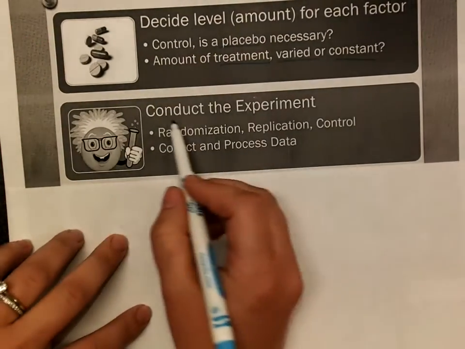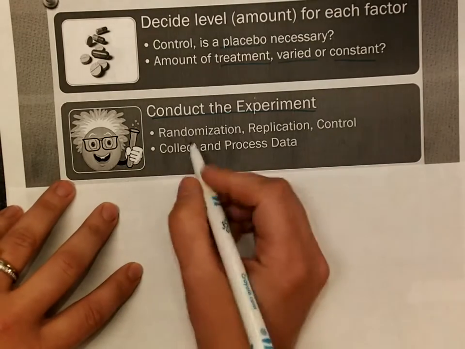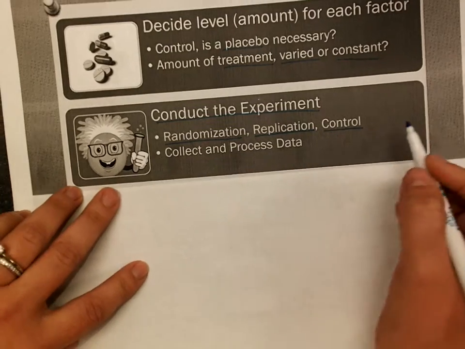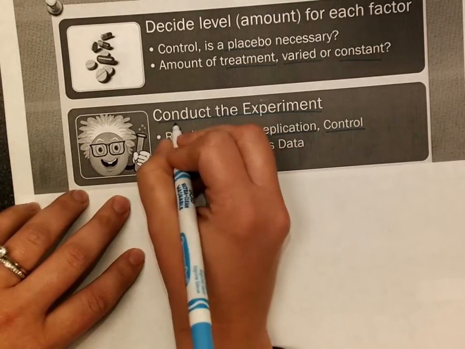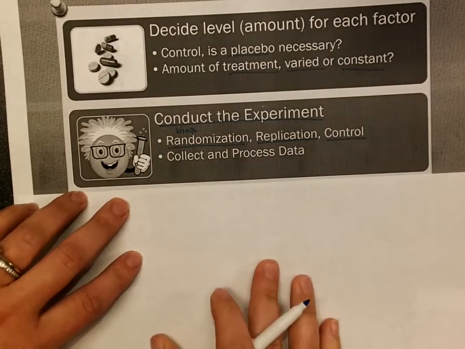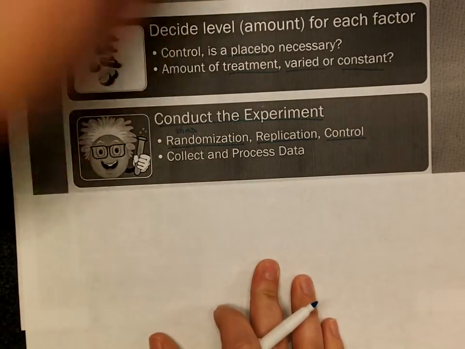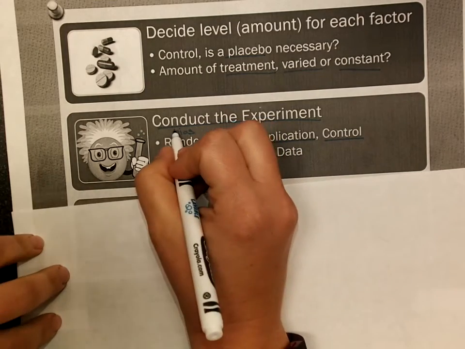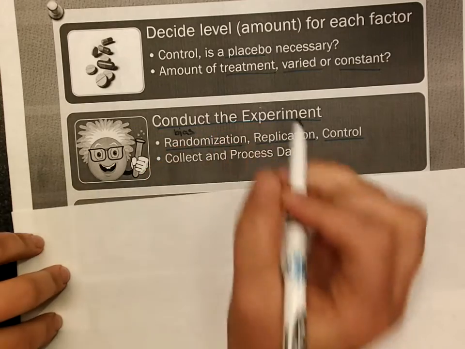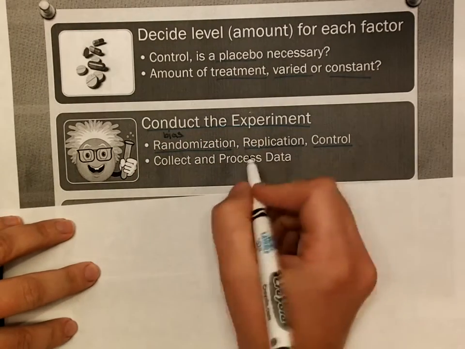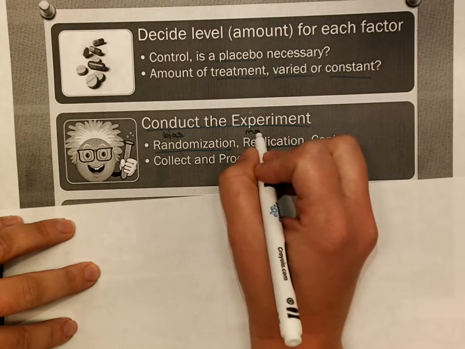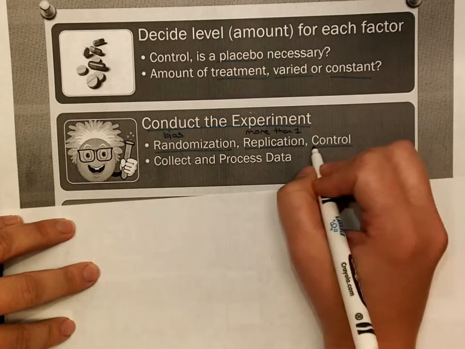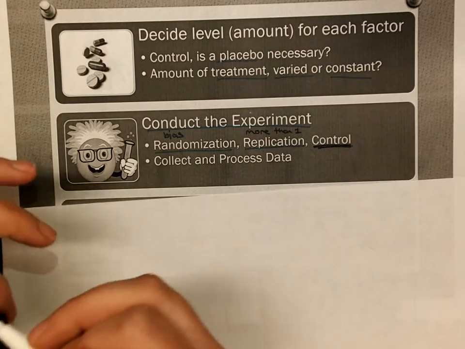Then the fun part, we get to actually conduct the experiment. We always need randomization, replication, and control. Randomization is to reduce bias. I don't know if you can see that. It's to reduce bias. Let me write with a darker color. So if you randomize, it helps control your bias. That did not help at all. Replication is more than one. So you're not just going to have one test subject, you want a lot. And then again, control, we've talked about controlling those confounding variables.